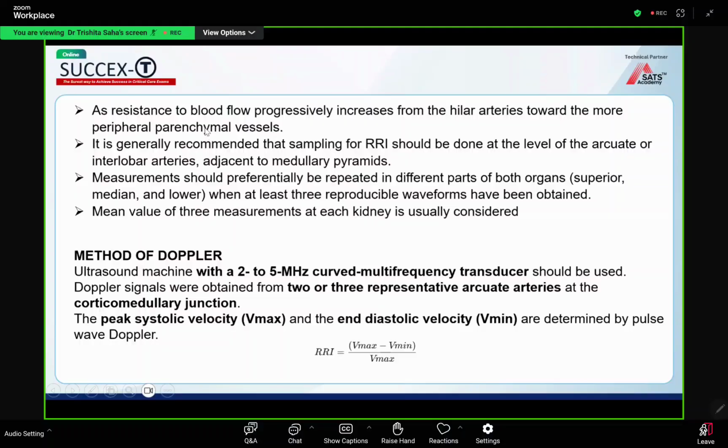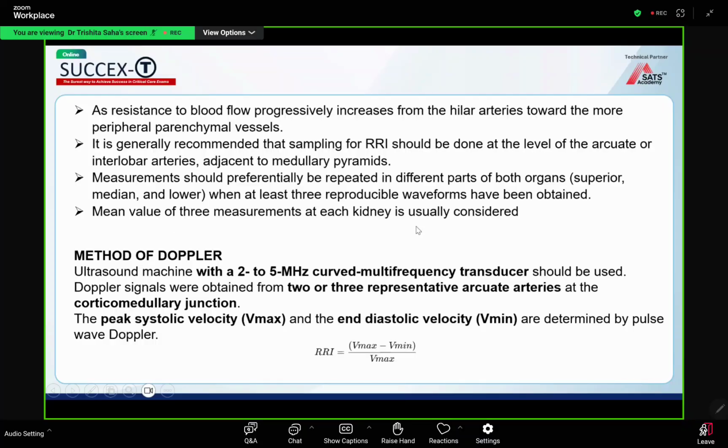The reason is, as the resistance to the blood flow progressively increases from the hilar artery towards more peripheral parenchymal arteries, it is generally recommended that sampling for RRI should be done at the level of arcuate or interlobar arteries adjacent to the medullary pyramids. Measurement should preferentially be repeated in different parts of both organs, that is superior, median, and lower. At least 3 values should be obtained, and the mean value of 3 measurements at each kidney is usually considered.